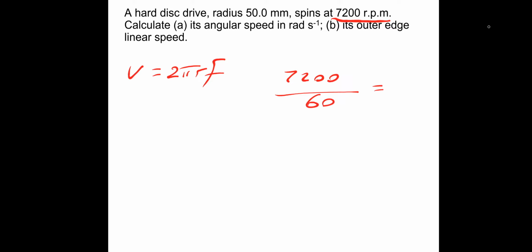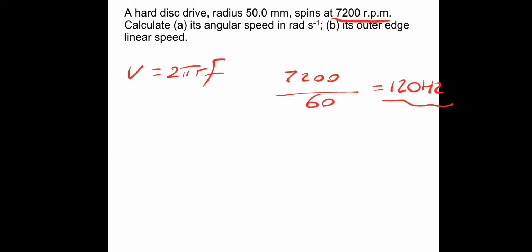So earlier on I gave you an equation. So V is equal to 2 pi r f. And remember, I talked about frequency being the number of cycles per second. So as you can see in the question, we've got 7,200 revolutions per minute. So if we divide that number by 60, that will give us the number of cycles per second, or the frequency, which is 120 hertz.